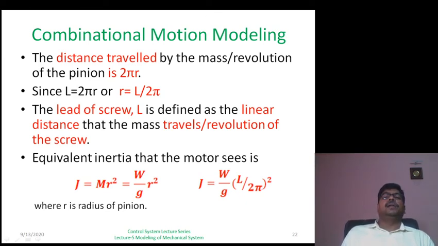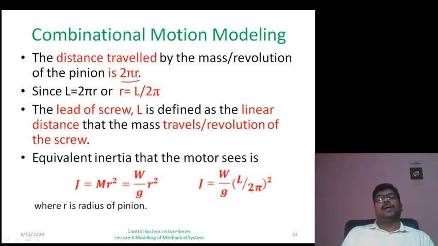And how this displacement takes place, you can see. If the pinion is moving a distance, that distance is represented by 2 pi r, the circumference. So that will be the displacement of the motion. That is represented as a capital L, and this capital L is defined as the lead of a screw. The definition of the lead of a screw is the linear displacement that a mass travels per revolution of the screw.